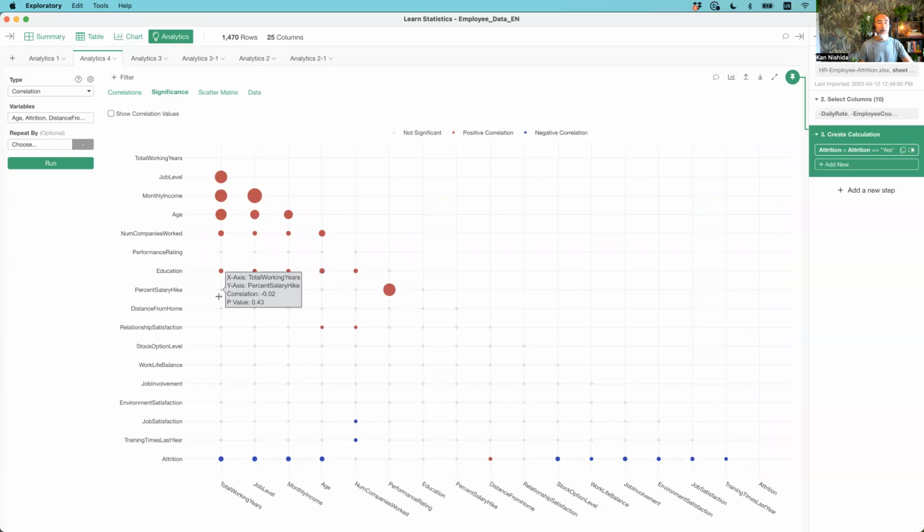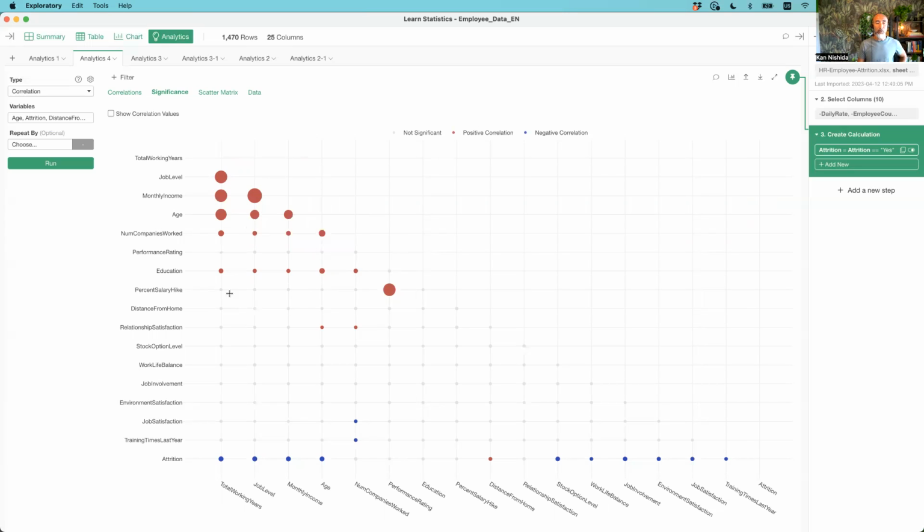So here, if you move the mouse over, it shows the p-value, and the p-value is greater than 5% or 0.05, and it becomes gray color. It says not significant. Otherwise, red means positive, blue means negative relationship, or negative correlation value. Obviously, the size of the circle is based on the correlation number. So when you see the bigger ones, in this case, for example, job level and monthly income at 0.95, that's why this circle is the biggest.